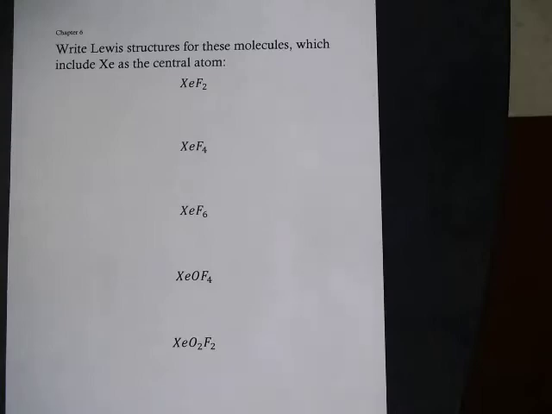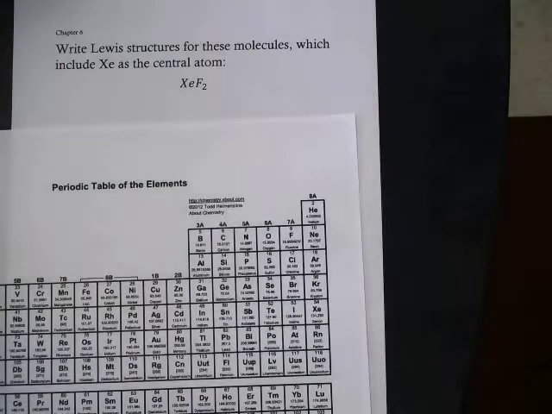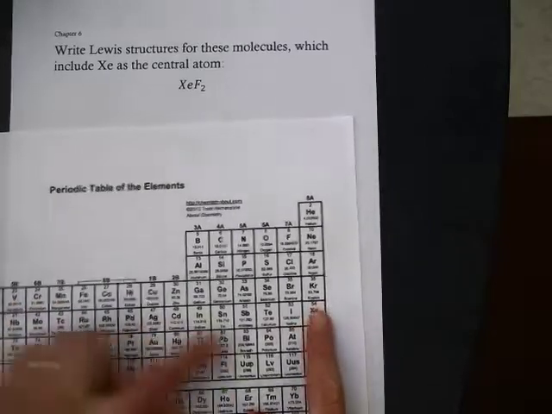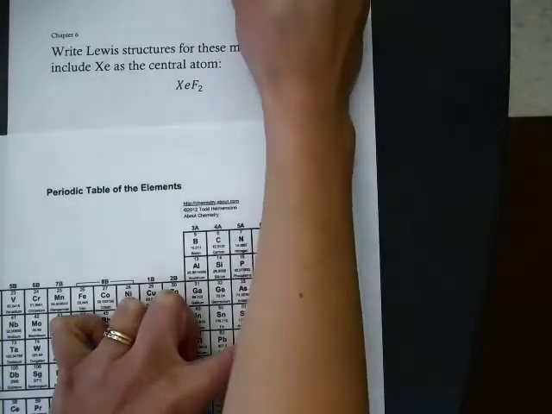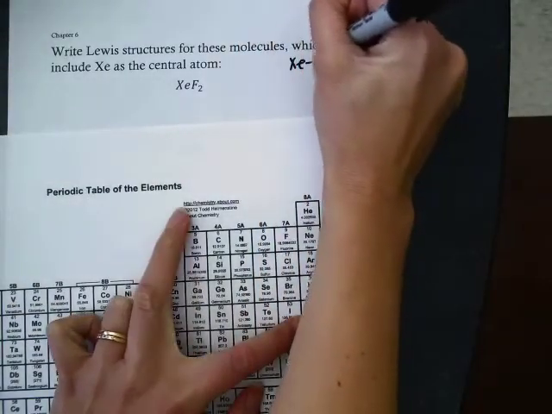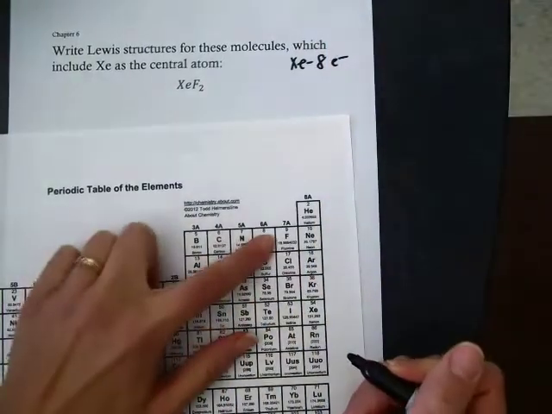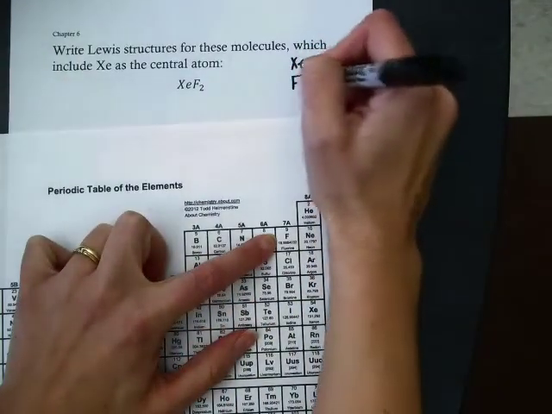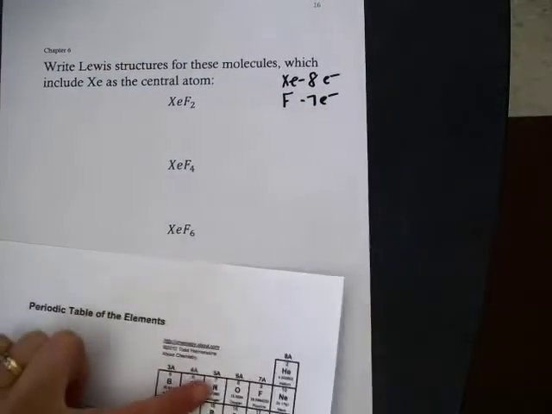All right, so today we're going to do some Lewis structures of molecules that contain xenon. Now, xenon is a noble gas, so it has a full octet before it's even bonded to anything, so it should come as no surprise that these are going to be exceptions to the octet rule. These are not going to act normally.